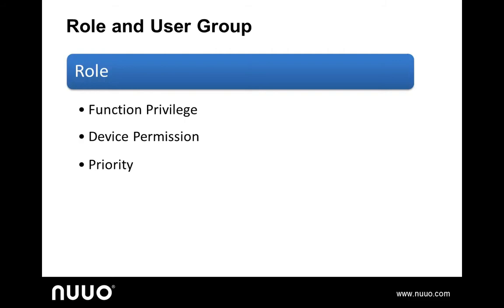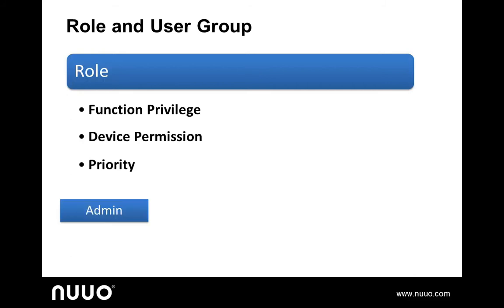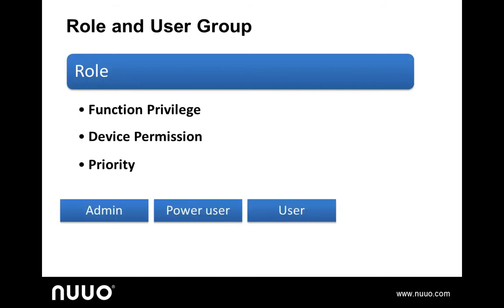Crystal 2.0 offers quick settings for both role and user group. In role, we define the scope of authority, covering the function privileges, device permission, and priority for PTZ control and matrix login. There are 4 default roles: admin, power user, user with viewing privileges, and guest with live viewing privileges.